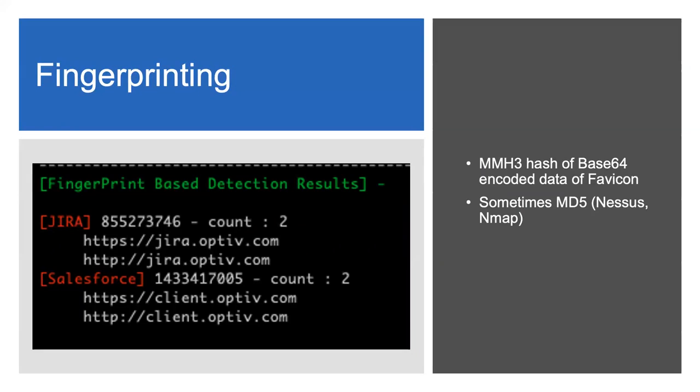However, for asset discovery, you're going to want to use the MMH3 ones because Shodan indexes this information, and so it uses MMH3 for discovery. So we'll get into that here in a minute.